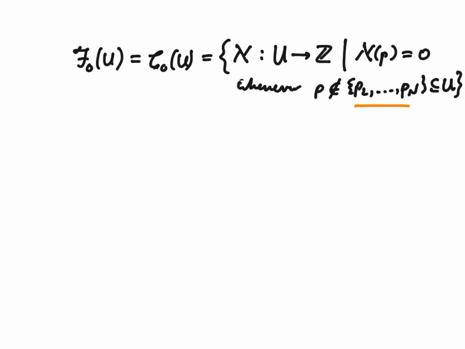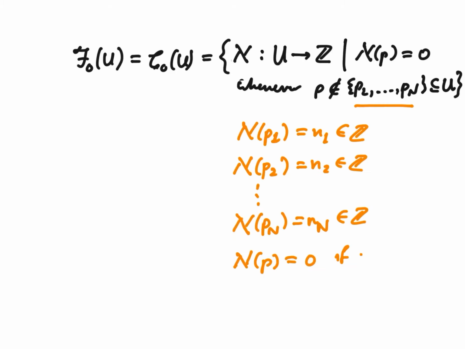So Aleph of p1 might be non-zero. It still could be 0, but it doesn't have to be. This can just be any arbitrary integer, n1. Possibly 0, but not necessarily 0. Then Aleph of p2 is n2, some integer. And Aleph of pN is capital N, some integer. But then Aleph of every other point is 0, if p is not any of those previous points. So that's what a formal sum is.